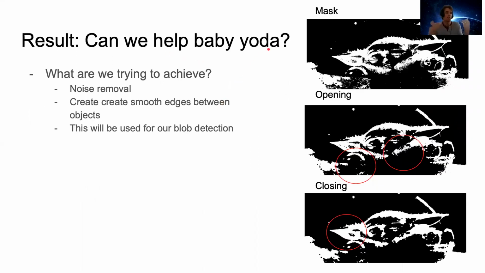So let's actually look and see how we do this and how this helps clear up our image. What are we trying to achieve? We're trying to get this noise removal. We're trying to create smooth edges between objects, distinct edges between objects, and this will be used for our blob detection, our actual detection of the object.